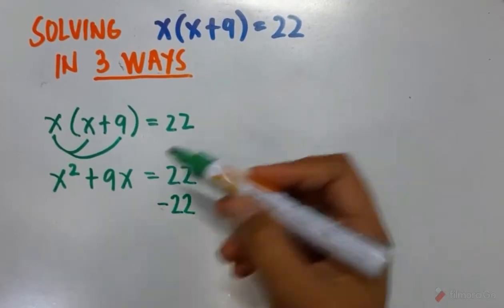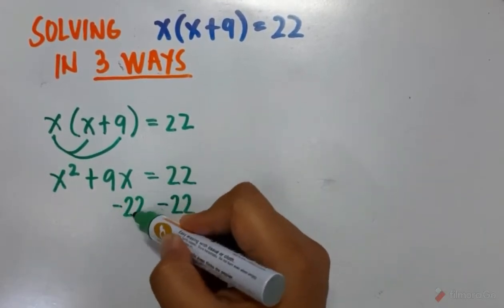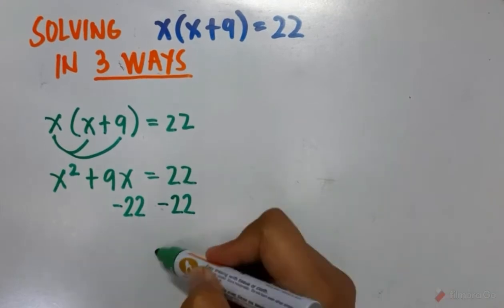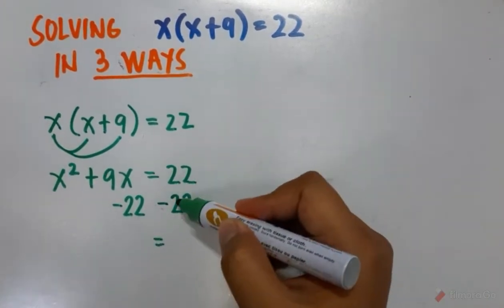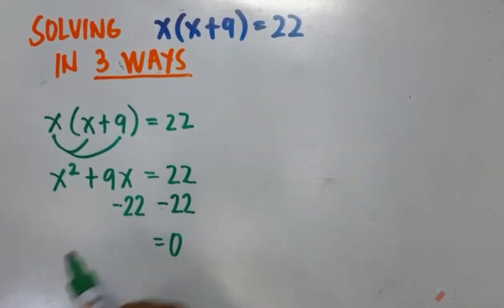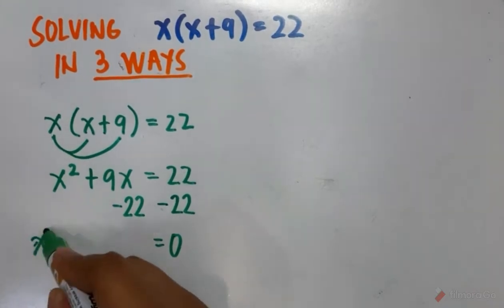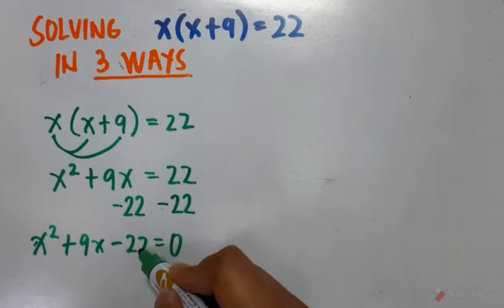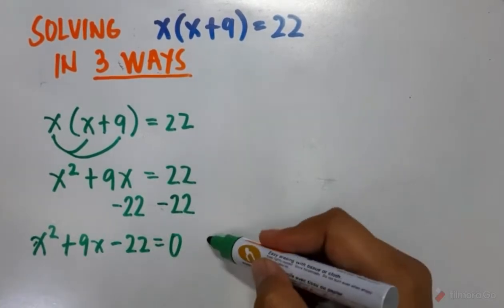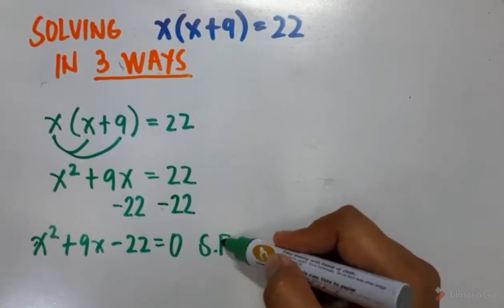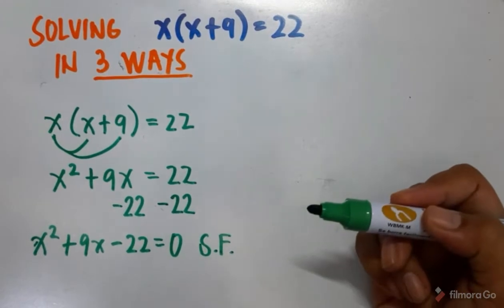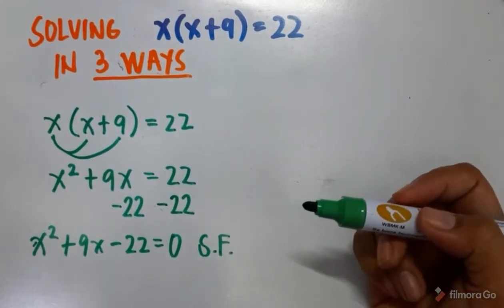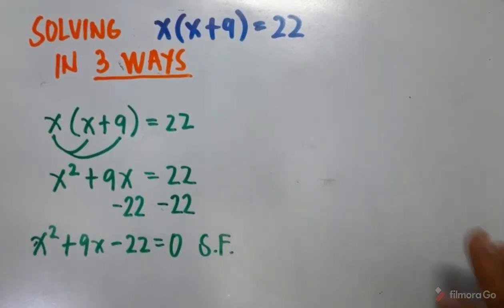22, which should be added on both sides of the equation. So 22 minus 22 is 0. Then we have x squared plus 9x minus 22 is equal to 0. This is now our standard form of the quadratic equation. From here, we can now solve and find the solutions of this equation.